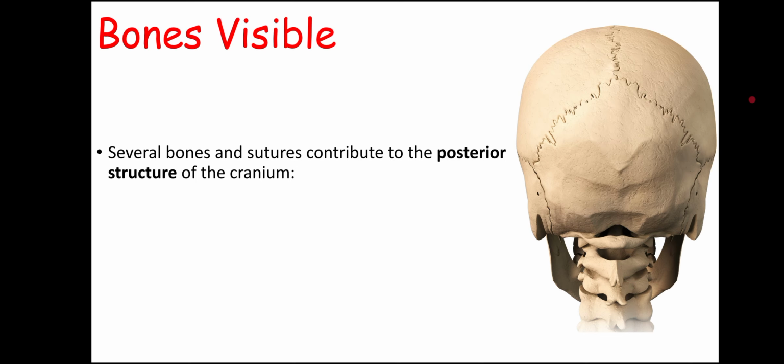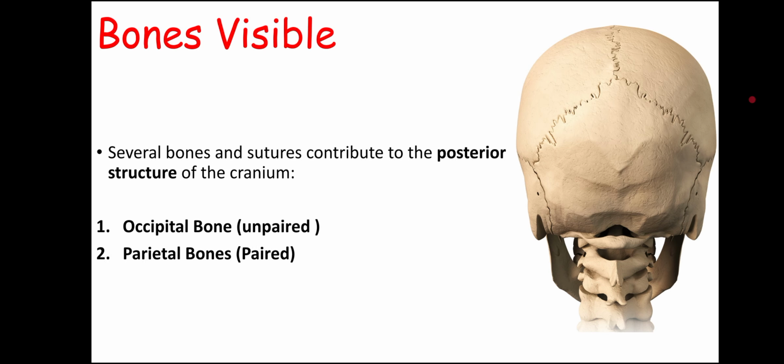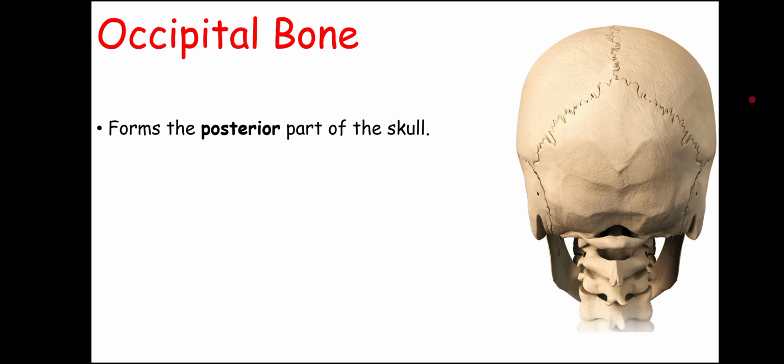Now let's talk about what are the bones visible from the Norma Occipitalis. Several bones and sutures contribute to the posterior structure of cranium. They include occipital bone that is unpaired bone, parietal bone that is paired bone, and temporal bone that is paired bone and it is partially visible. First, we will talk about occipital bone.